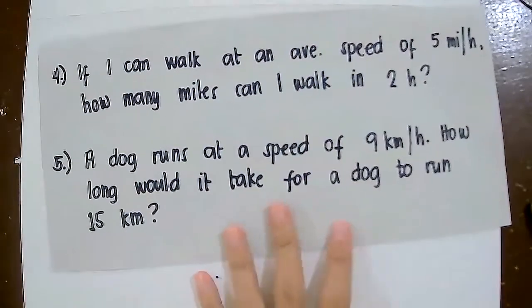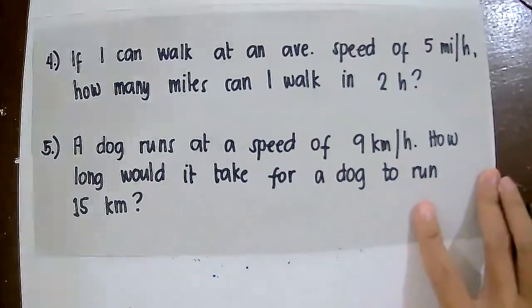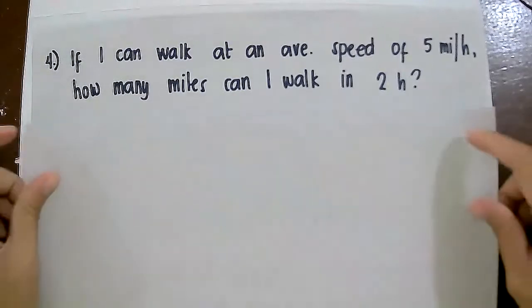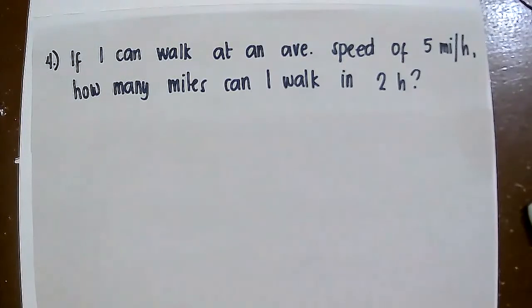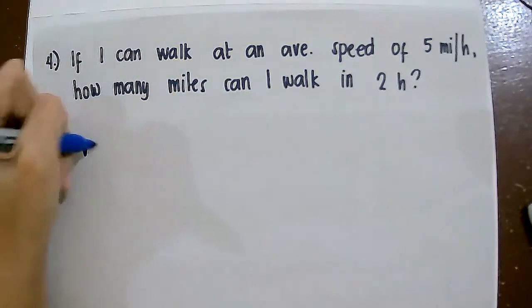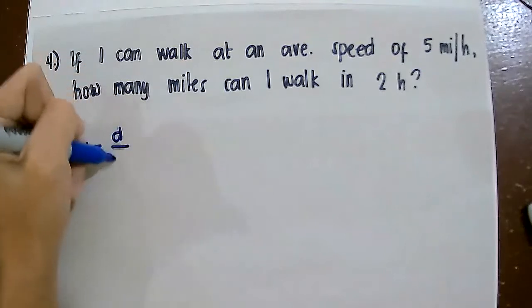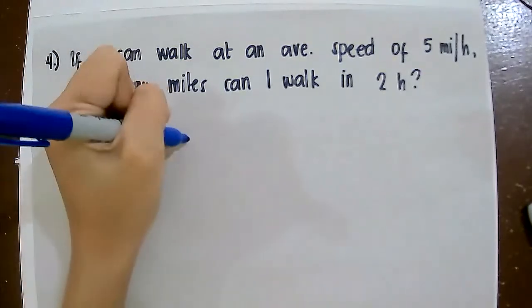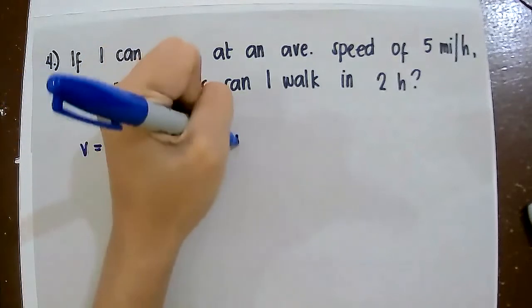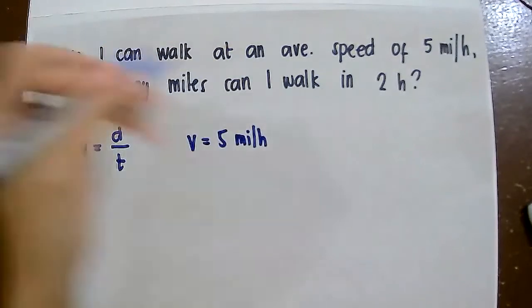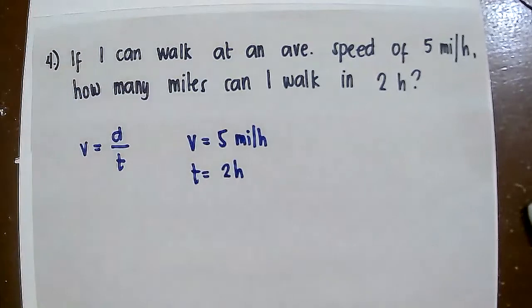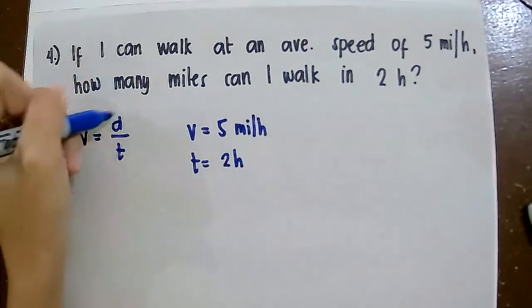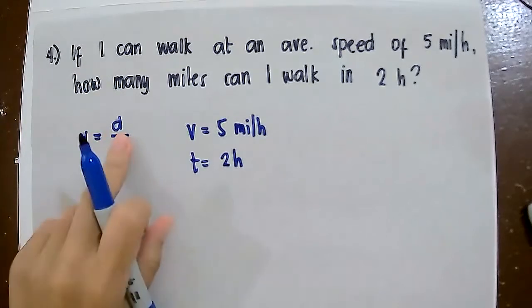Okay, now for the next example, we have here, for number 4, if I can walk at an average speed of 5 miles per hour, how many miles can I walk in 2 hours? So here you are just going to look for the distance. Okay, if the speed is given with the following formula, d over t, ang given sa problem, you have your speed, 5 miles per hour, and then you have your time, which is 2 hours. Okay? Now here, si D, hindi siya given.